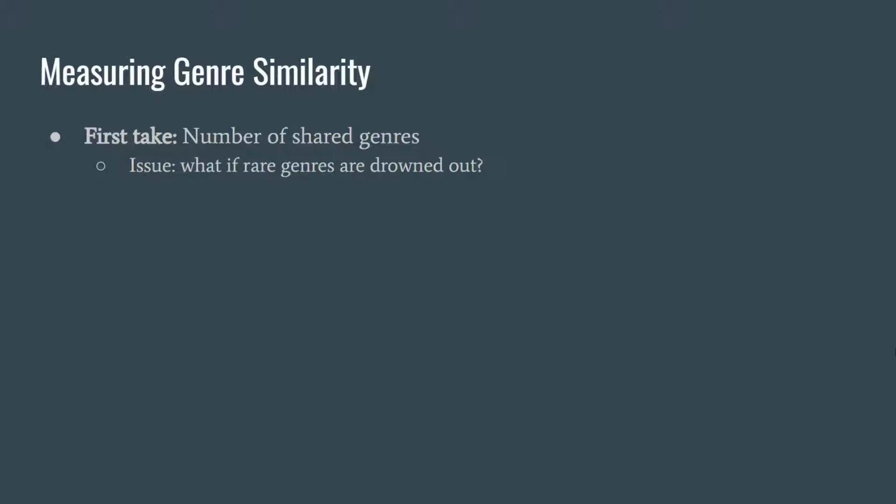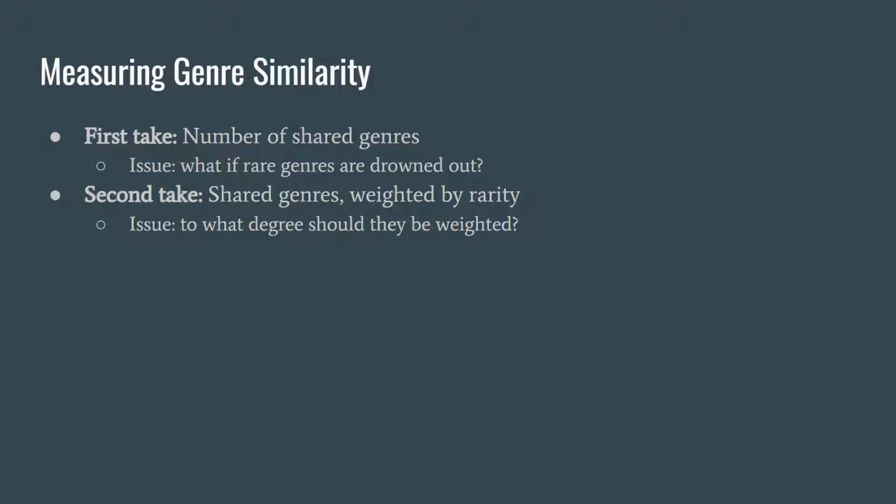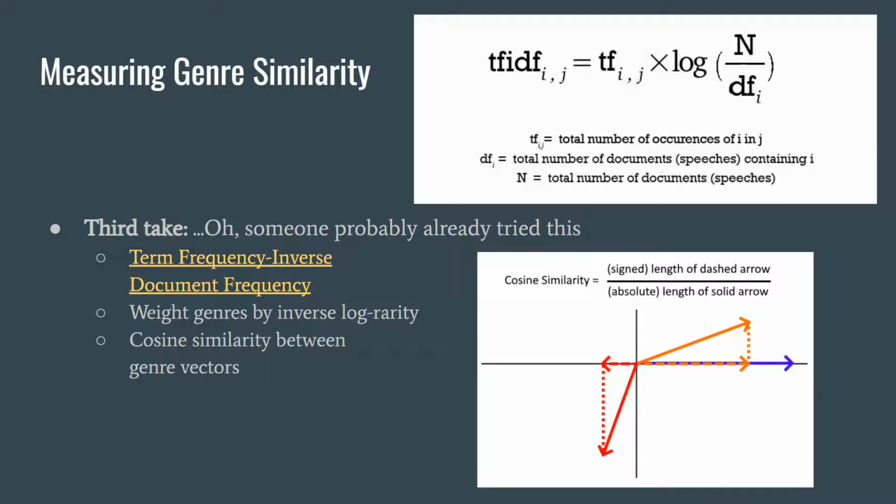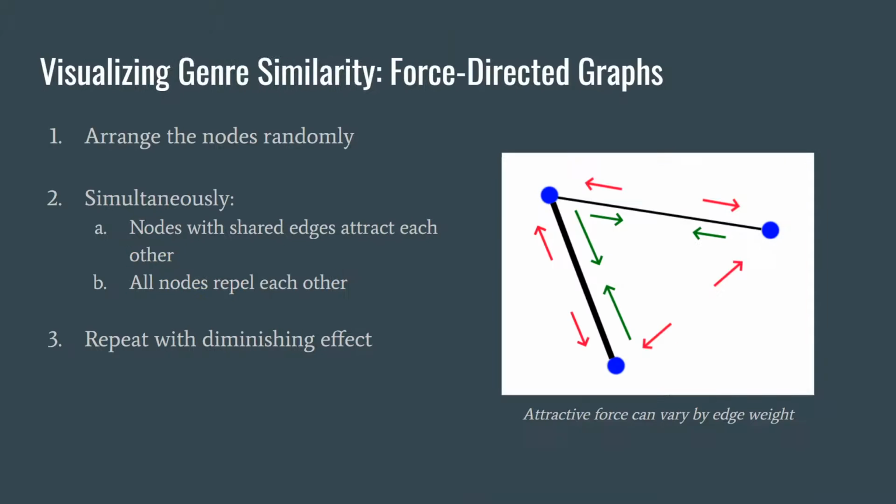So, if we want to measure genre similarity between shows, the first thing that we can look at is the number of shared genres. The second thing we can look at is to prioritize genres that are more rare, because shows that share rare genres are more likely to be similar. If we combine these two tendencies, we arrive at something that has already been tried, which is called term frequency inverse document frequency. We weight the genres by inverse log rarity to come up with genre vectors, and then we take the cosine similarity between them to arrive at a similarity score for each show pair.